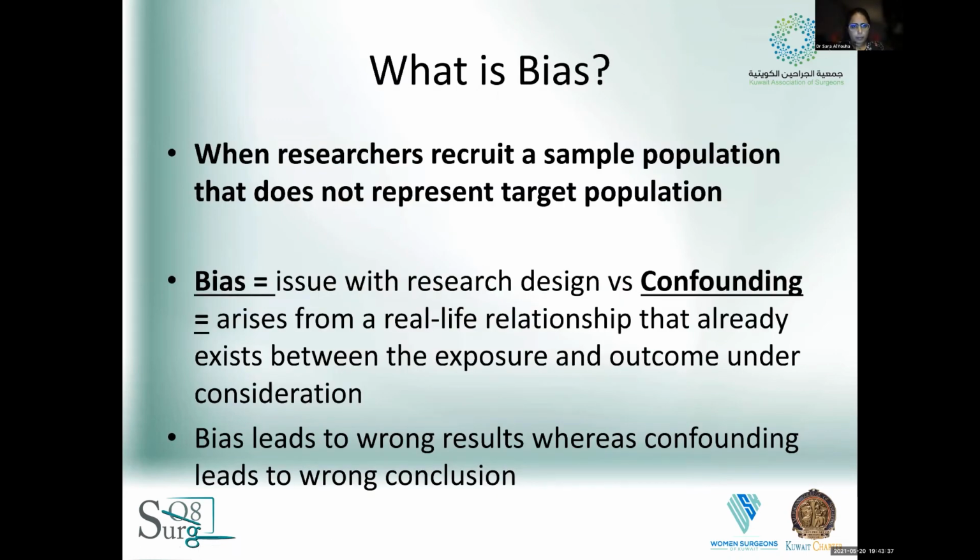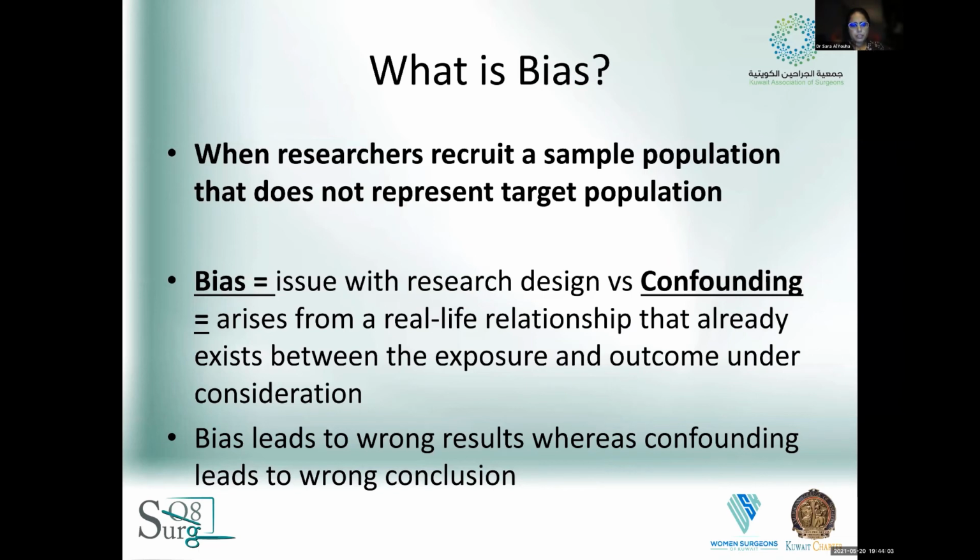The second thing we want to talk about is bias. So we alluded to that earlier, but bias is basically when researchers recruit a sample population that doesn't represent the target population. So bias is really an issue with research design, versus confounding, which we talked about earlier, arises from a real-life relationship that already exists between the exposure and outcome under consideration.